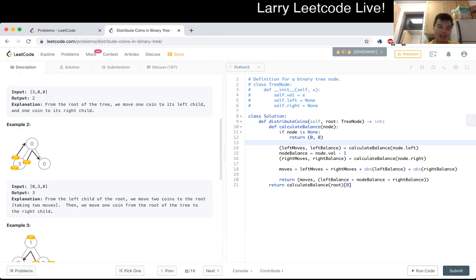And to be frank, I did not talk about this in a good way because this is very hard. Instead of looking at this as the root getting 3 coins back from one of its children, the way I would think about it is the root is giving -2 coins to one of its children, or in this case, just -1. Sorry, -1 coin to the left and 1 coin to the right. And how many moves would that take?